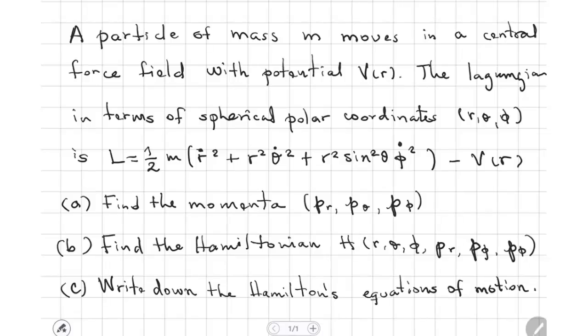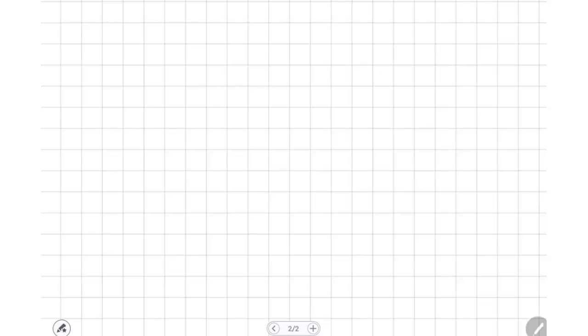So A, find the momentum p_r, p_theta, p_phi. B, find the Hamiltonian H as a function of the coordinates and momentum. And C, write down the Hamilton's equations of motion. So in order to start solving this problem, what we do is we write the generalized momentum p_r. So we are gonna resolve part A of the problem.